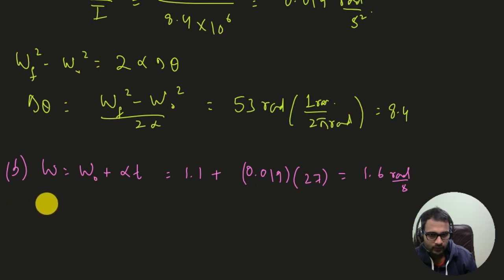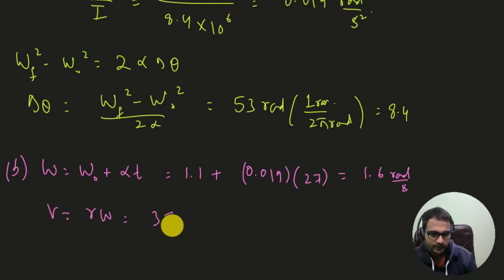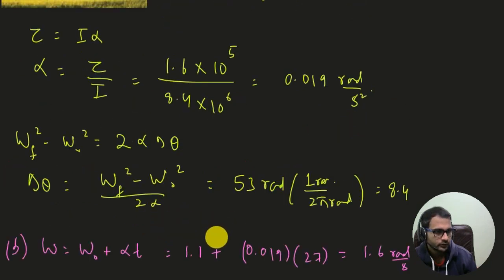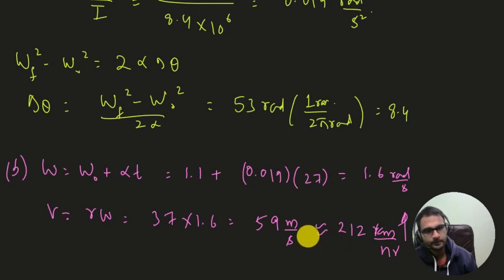Now the linear speed v is equal to r omega. R, the radius of the blade, is 37 meter. So 37 into 1.6 would be equal to 59 meter per second, which is approximately equal to 212 kilometer per hour. Now this speed is huge, and it is an important consideration in the design of wind turbines, because the greater this speed, the greater will be the noise made by the turbine.